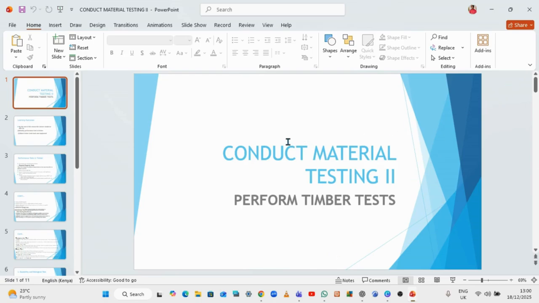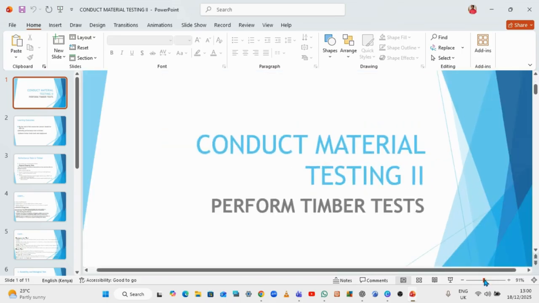Timber testing. What is timber testing? Anyone? Alfred, what is timber testing? Yes, Faith, what is timber testing? James Awame, are you there?